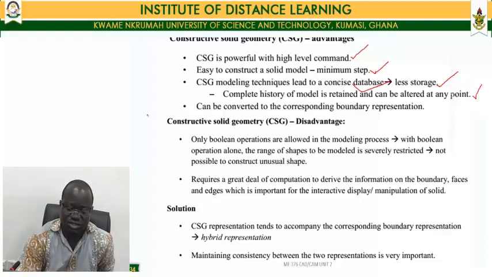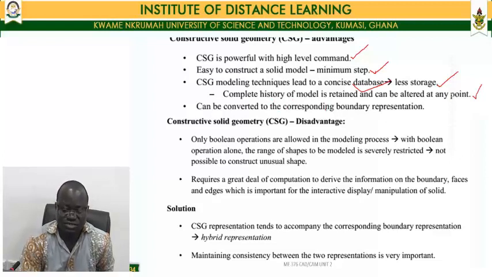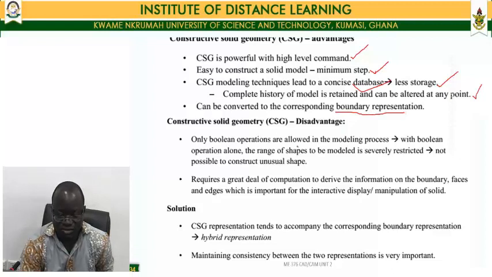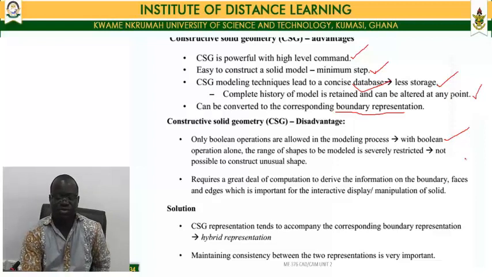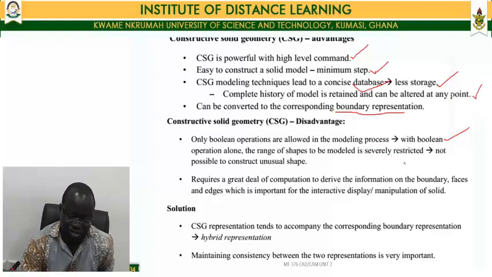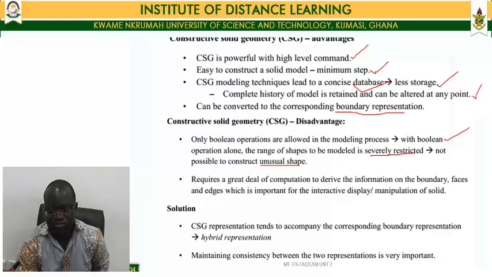Now CSG also has some disadvantages, because in CSG, only Boolean operations are allowed. With Boolean operations, what you can do is really restricted, the shapes that you can generate. So when you have unusual shapes, it's not very possible to construct them using the CSG technique. And sometimes you require a great deal of computation to derive the information of the boundary, faces, and also the edges, which is actually important for interactive display.